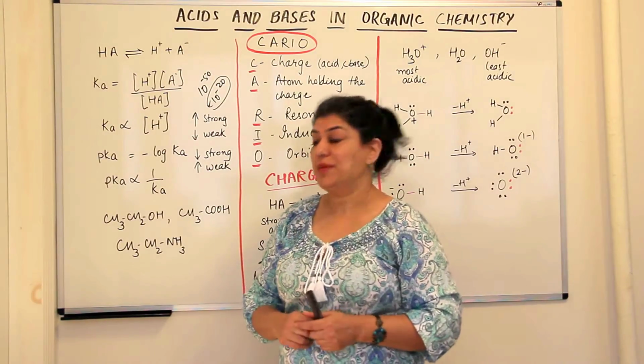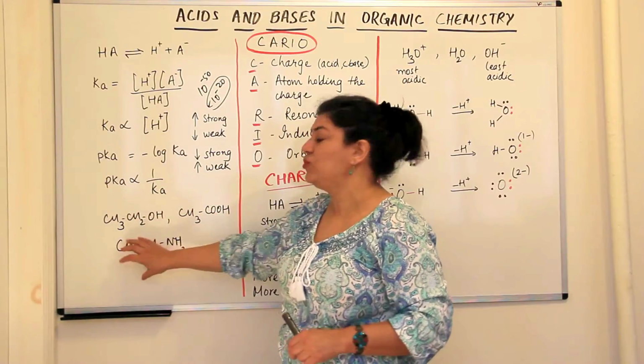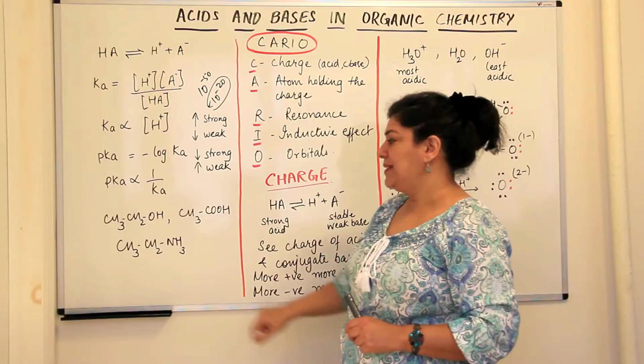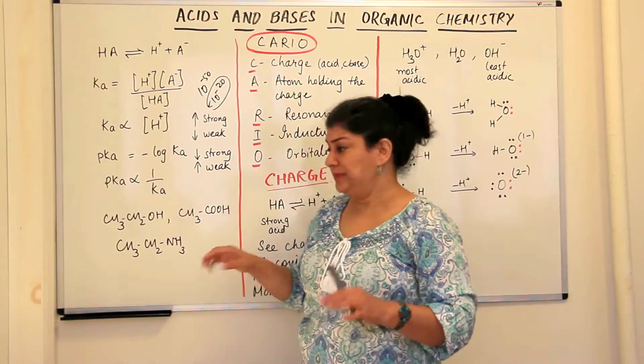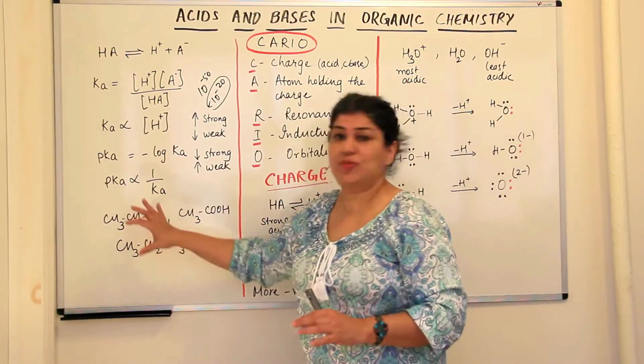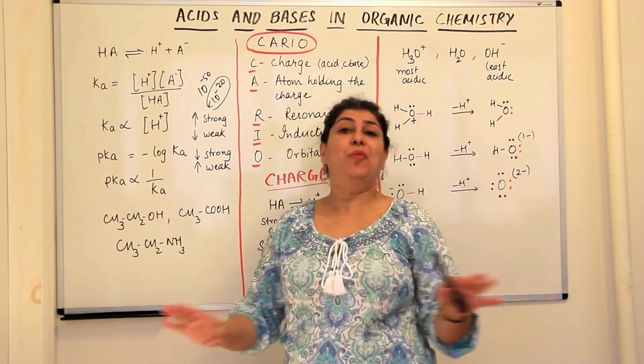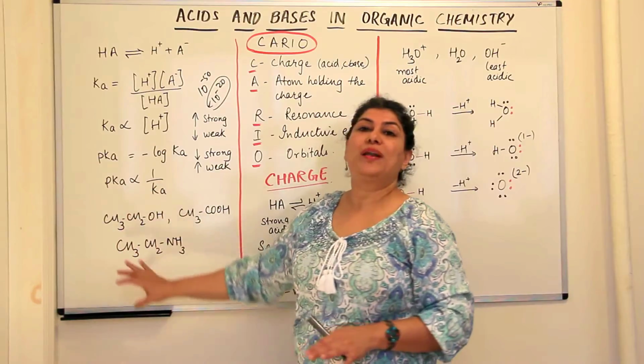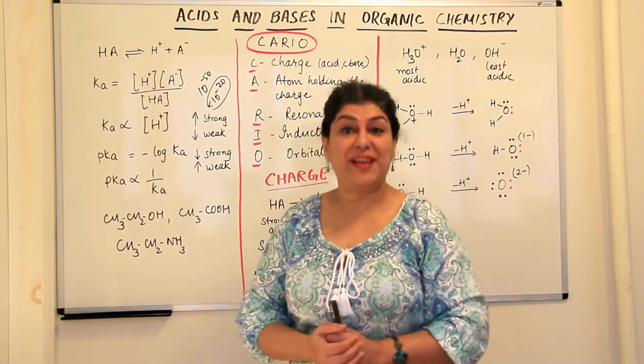But in organic chemistry, you would be given molecules like this in your examination. Like this is ethanol, this is ethanoic acid, and this is ethanamine. Now, they'll just give you these molecules. They won't give you any Ka values, they won't give you any pKa values, and you'd be expected to answer which one out of these is a stronger or a weaker acid.